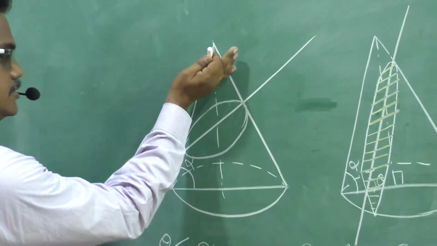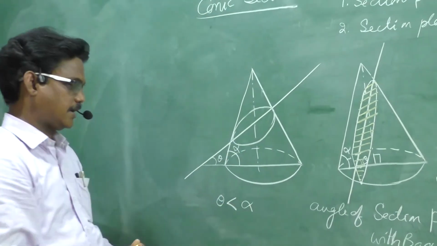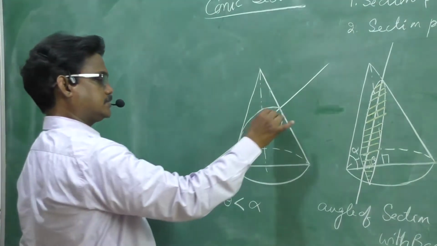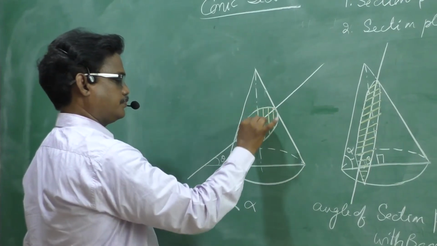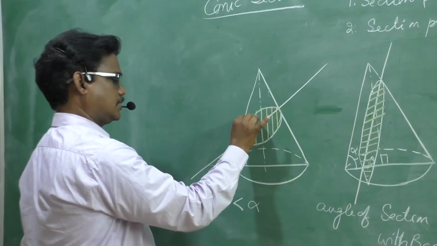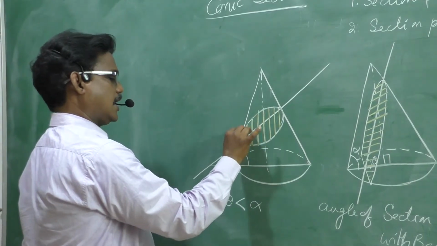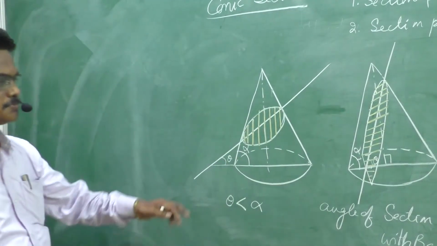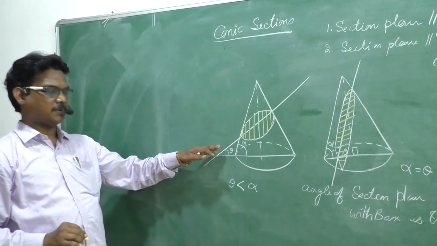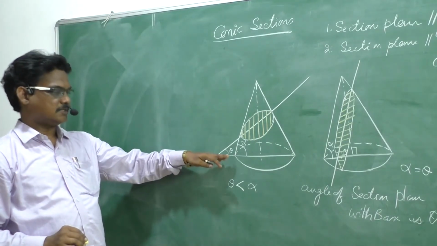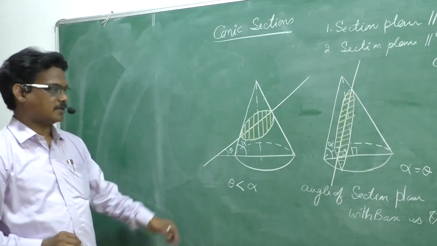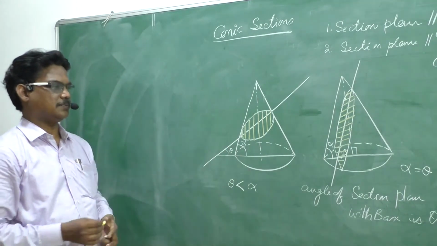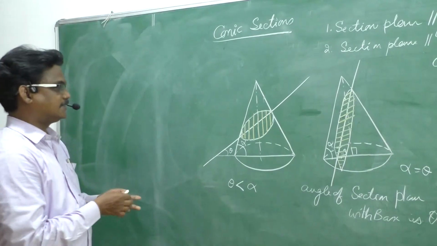This is removed portion, this is retained portion. To visualize the exact shape, this is the exact shape, that is an ellipse. An ellipse is formed when a section plane makes an angle less than the angle of the generator with the base, and the obtained shape is the ellipse. Now we go for the other one.